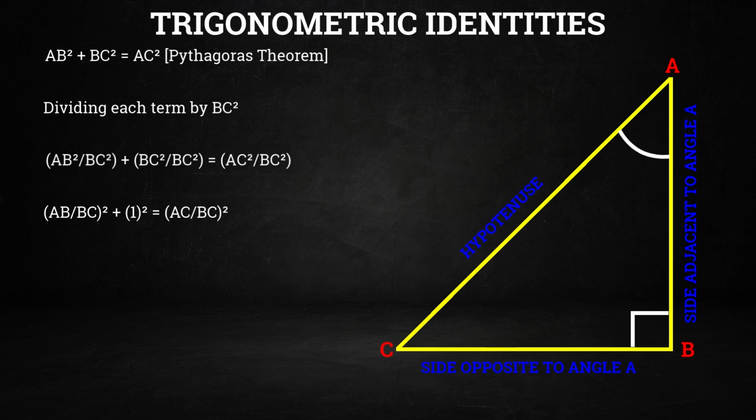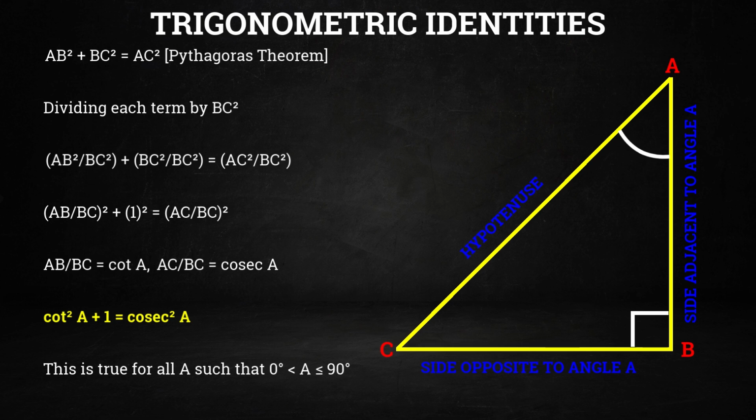Now, observe carefully. AB over BC is the definition of cot A and AC over BC is the definition of cosec A. So, substituting those, we get cot square A plus 1 equals cosec square A. This identity is true for all angles A greater than 0 degrees and up to 90 degrees. Remember, cot A and cosec A are not defined at 0 degrees.